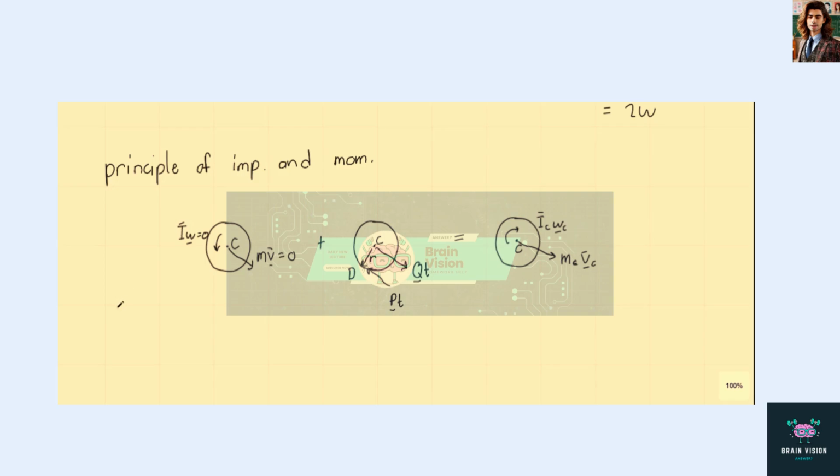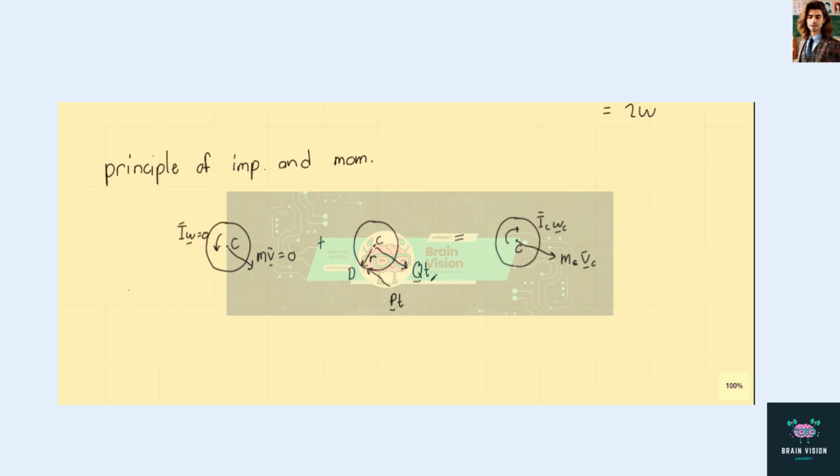Now we'll use the principle of impulse and momentum as follows. Initially, the system has no momentum since it's at rest, so its angular momentum and linear momentum are both zero. Then the impulse of the couple is acting on the rod, and hence the impulse Q t, where Q is some force, acts on the center of disk C. So we're using the principle of impulse and momentum on disk C here.